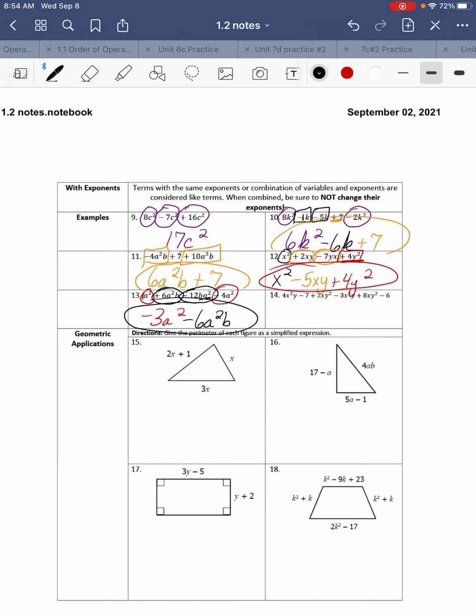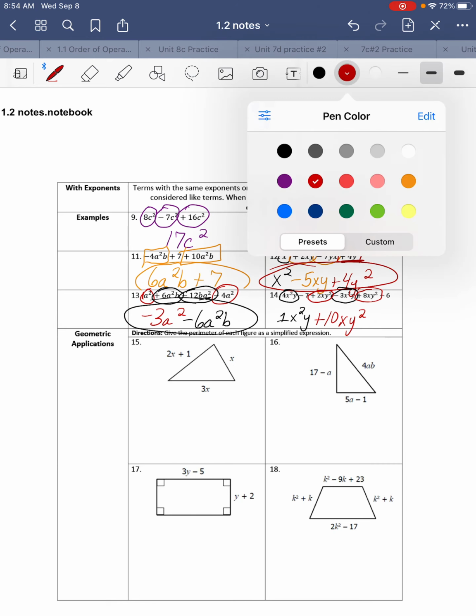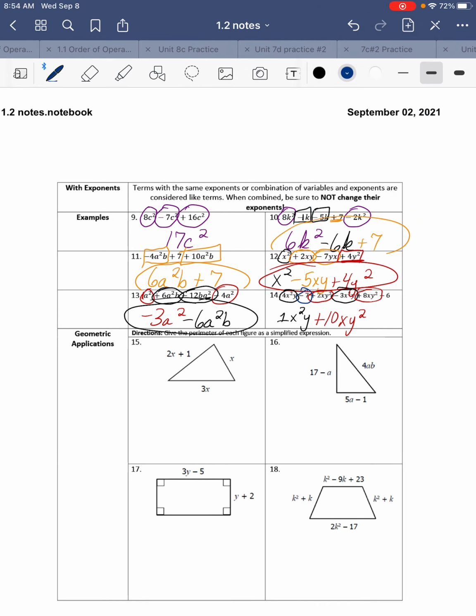Number 14, we have 4x squared y minus 3x squared y is 1x squared y. If you just put x squared y, that's great. Looking at our next like terms, we have 2xy squared plus 8xy squared, so that's 10xy squared. And we have a constant, negative 7 minus 6 is a negative 13. Let me make sure that's a negative. Yeah, it is. So negative 13.